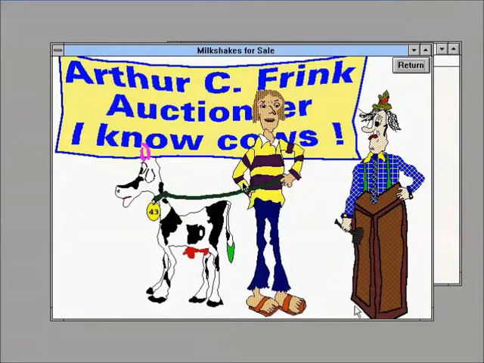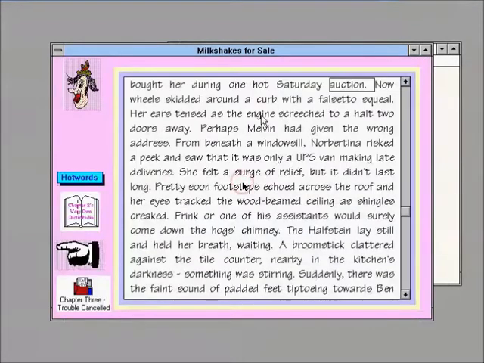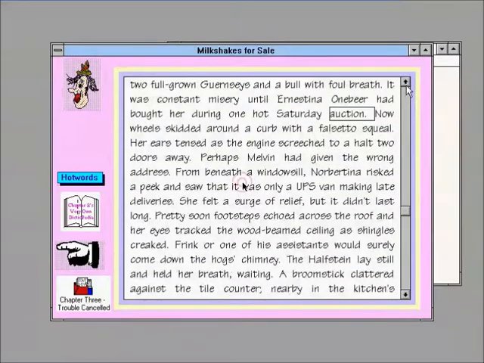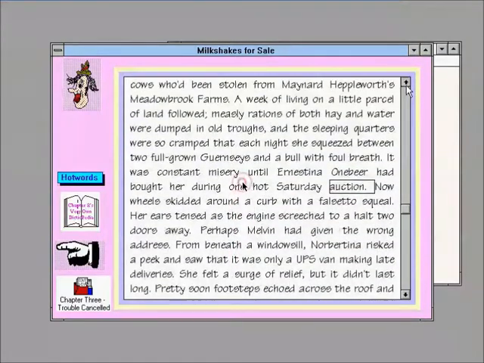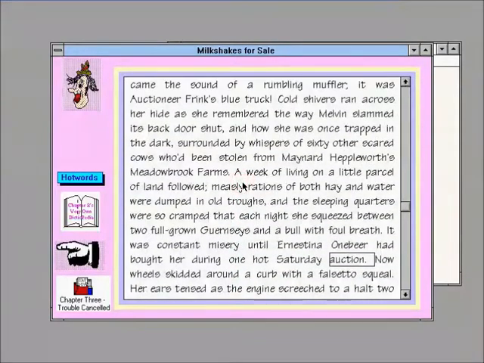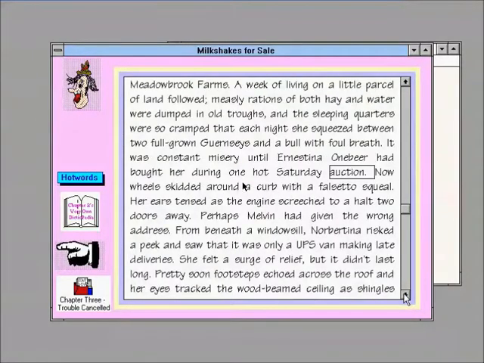Auctioneer, you know cows. I'm wondering about these stories. I'm going to look at a copyright screen once I finish the video.